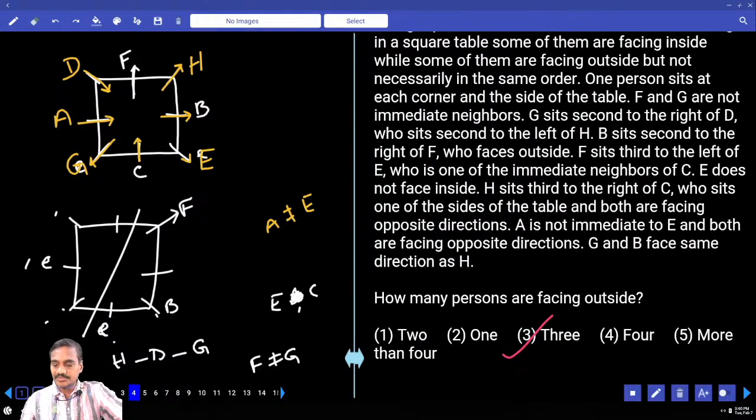Then the fourth one: how many persons are facing away from the center? Away from the center are G, F, H, B. There are 5 persons, more than 4, choice 5, question number 4.